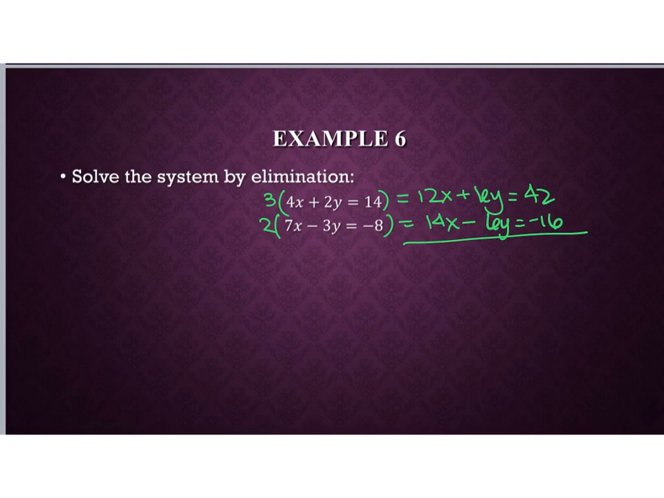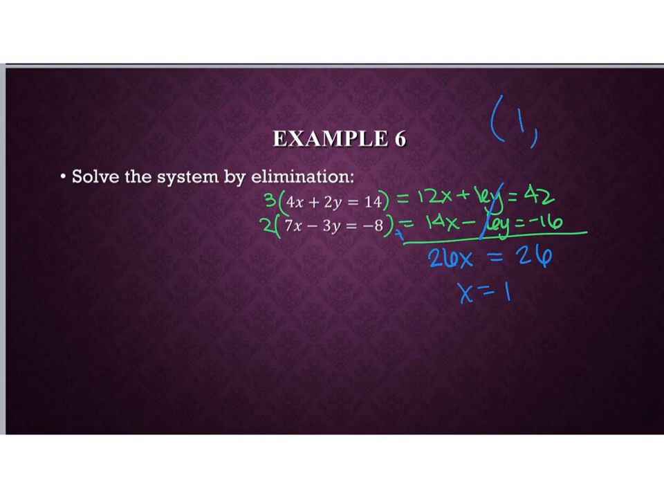So now I'm going to go ahead and add these up like we've been doing all along. And I have 12 plus 14, which gives me 26x. My y's are going to cancel. And 42 minus 16 is going to give me 26. So x is going to equal 1.